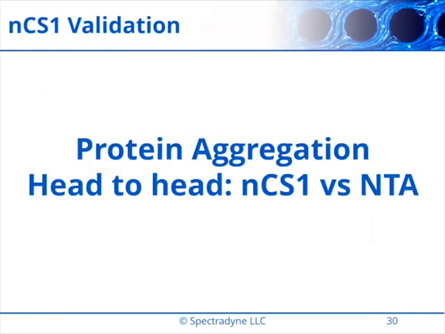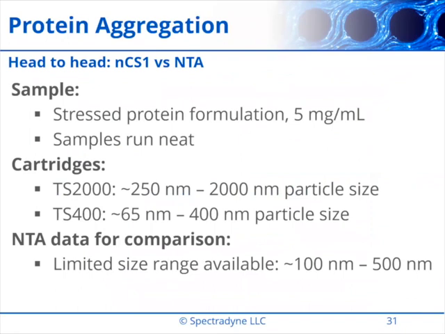Let me give you one other protein aggregation example. This is one where we have a bit more of a comparison to NTA. Again, this is a stress protein formulation, in this case at 5 mg per mil. We ran the samples neat. What we show in this data are 2 cartridge ranges. So what used to be our largest cartridge going up to 2 microns, so 250 nanometers to 2 microns, and then a smaller cartridge that overlaps the larger one. It runs from 65 nanometers to 400 nanometers.